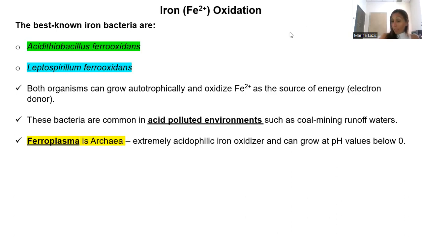The best known bacteria are those that I really want you to know. You will recognize them by the species name ferrooxidans. They can be Acidithiobacillus or Leptospirillum ferrooxidans. They're important to know. Both of them grow autotrophically, and you will find them in acid-polluted environments. And among archaea, there is Ferroplasma, a very extremely acidophilic iron oxidizer that grows at pH values that apparently can go below 0.